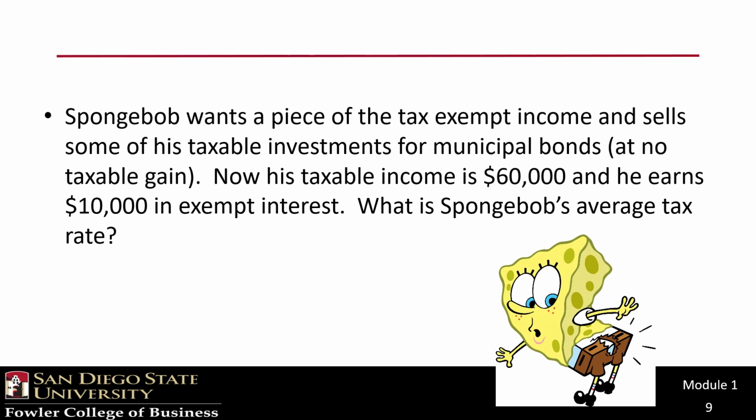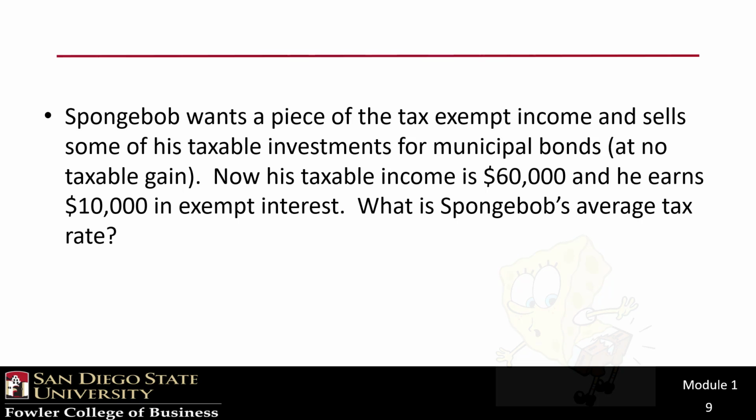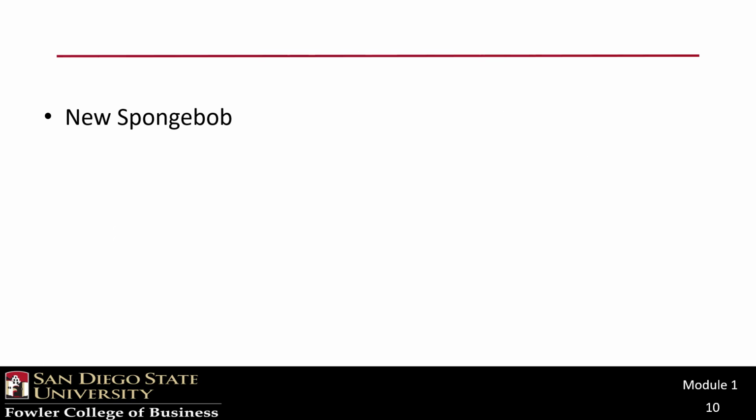So SpongeBob sees Patrick and he says, hey, I want a piece of that tax-exempt income. That 0% tax rate sounds like a pretty sweet gig. So he sells some of his taxable investments. And let's assume there's no taxable gain just to make things easy. Now his taxable income is $60,000, but he earns $10,000 in tax-exempt interest. So now what is SpongeBob's average tax rate?